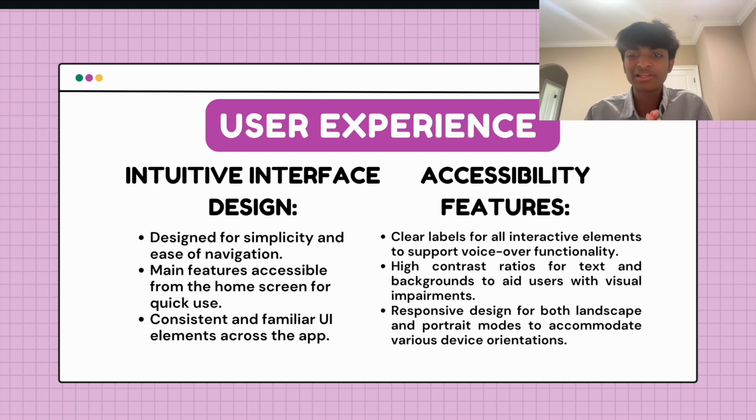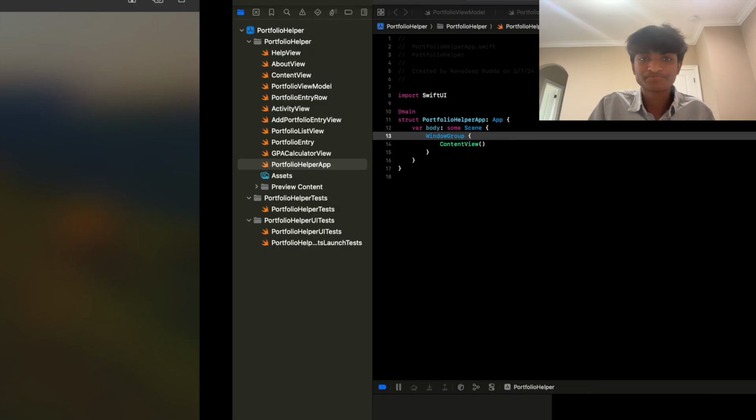Next, I had accessibility features, such as a voice to text functionality for inputting your activities, and I also had high contrast ratios for the text to the backgrounds for people with visual impairments. I also had it respond to both the landscape and portrait modes, which is allowed by the SwiftUI framework. And now I'm going to move on to a quick demonstration of my program so you can see all of the features that I've been talking about.